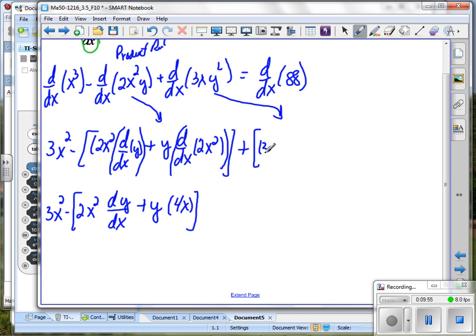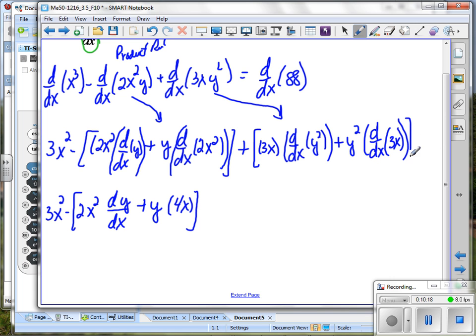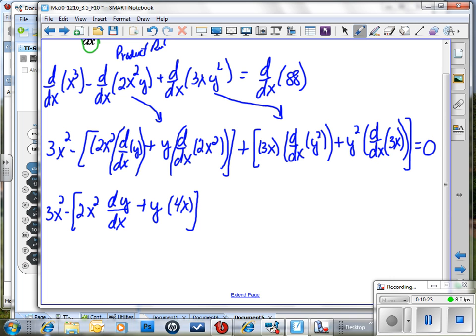So we've got the first term, 3x times the derivative with respect to x of y squared, plus the second term, y squared, times the derivative with respect to x of the first term. That's the product rule again, equals 0, because the derivative of 88 is 0.